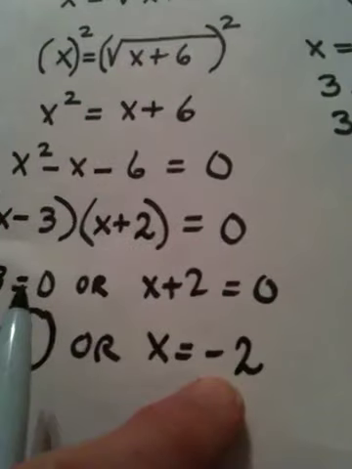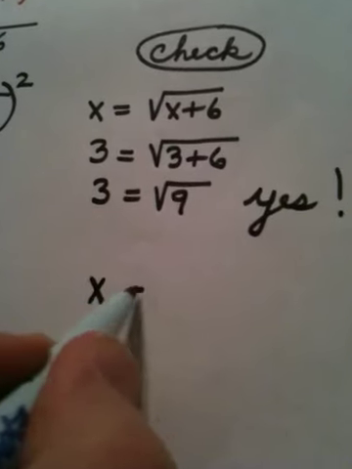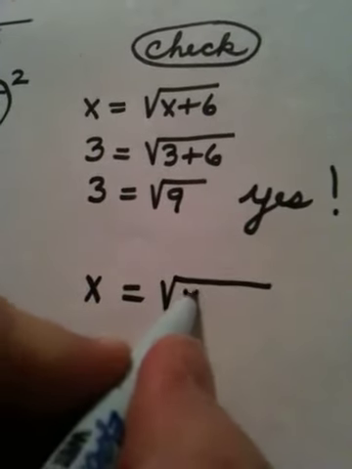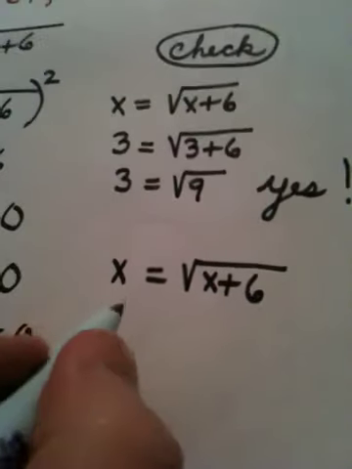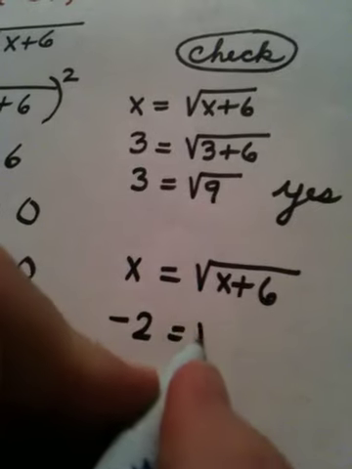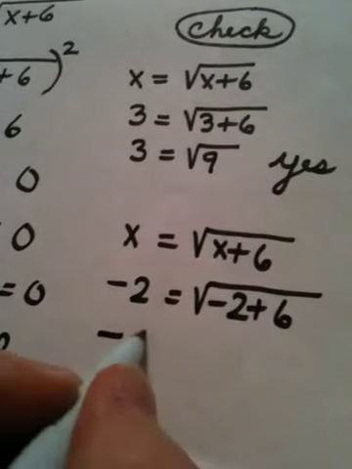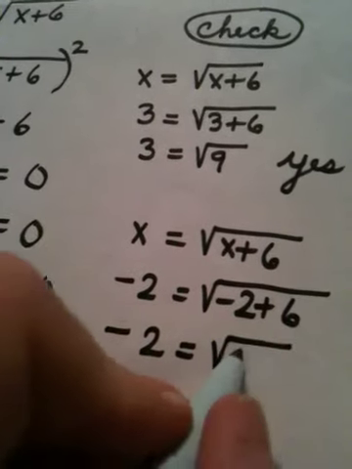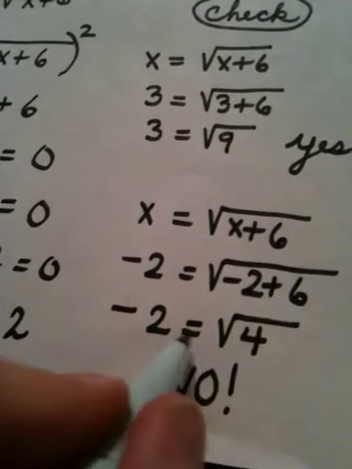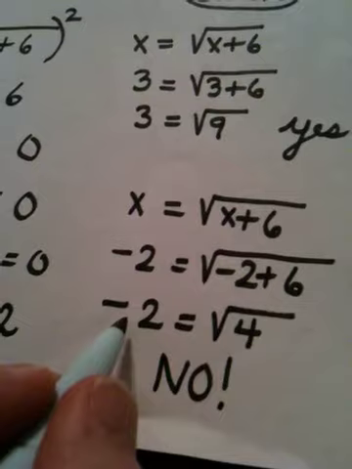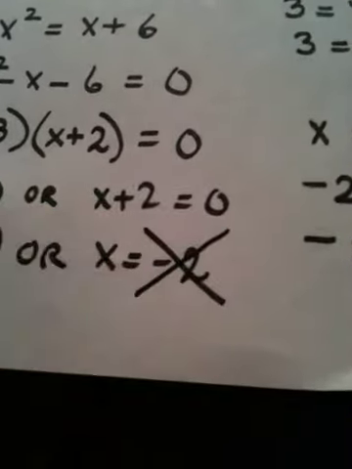Now let's try a -2. Let's check it. I write down the original equation, and I plug in a -2 because that's what I'm checking. -2 equals the square root of -2 plus 6. -2 equals the square root of 4. No. The square root of 4 is a +2, not a negative. So -2 does not work.